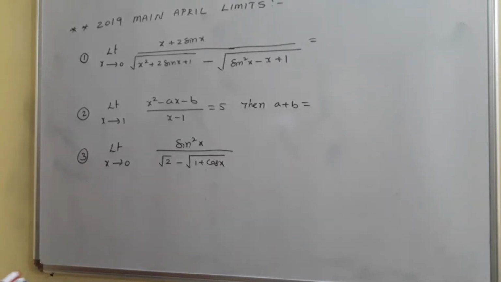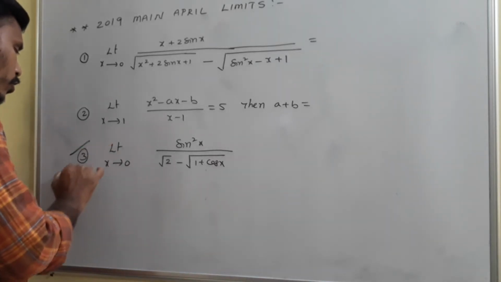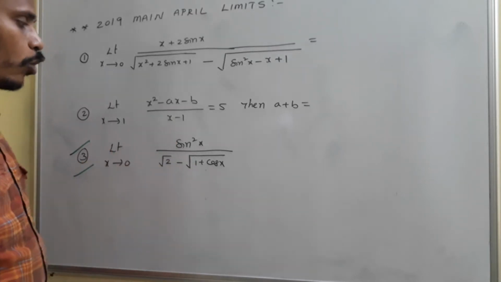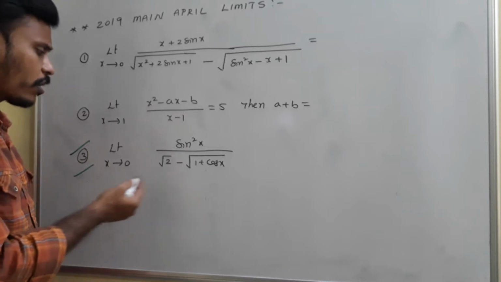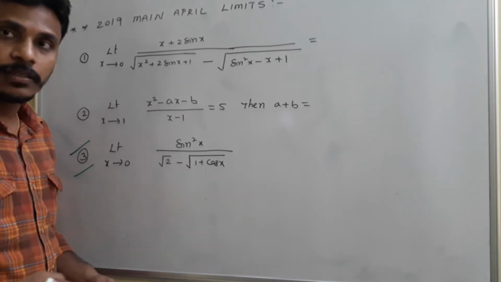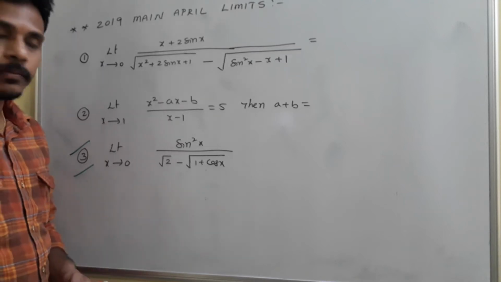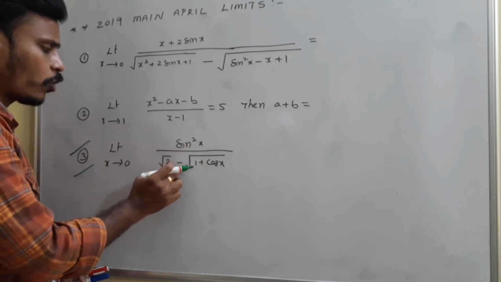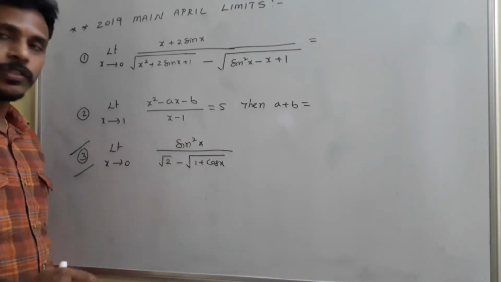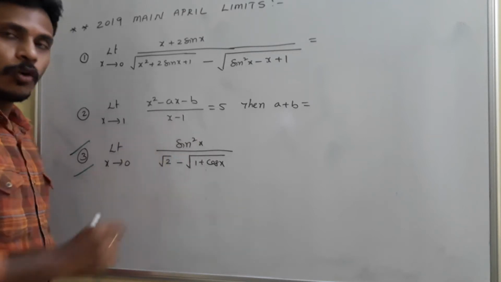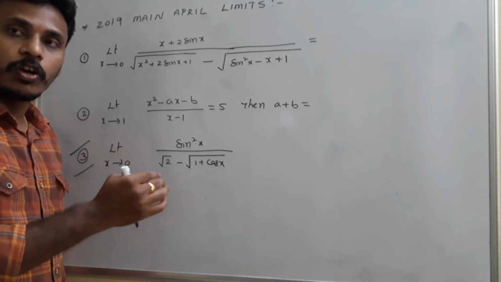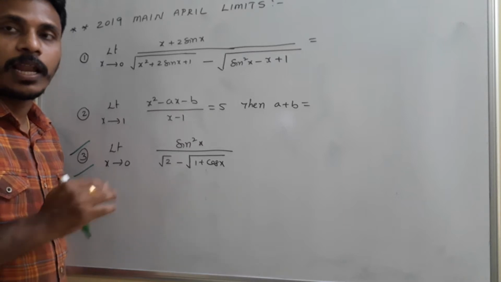Next, third problem. Limit x tends to 0 of sin²x divided by (root 2 minus root of 1 plus cos x). So this is also a very regular problem. First of all, we need to rationalize it and then we need to apply the limit. This is sin²x by (root 2 minus root 1 plus cos x). If you directly substitute x with 0, this is 0 by 0 form, an indeterminate one. So you may go with either any mathematical logic or with the L'Hospital rule.